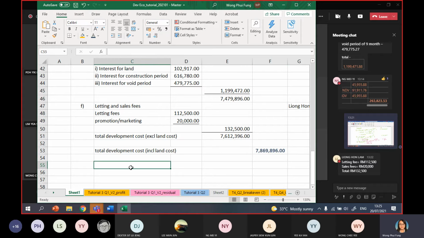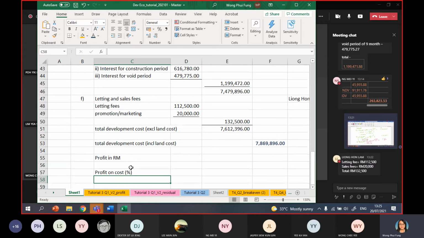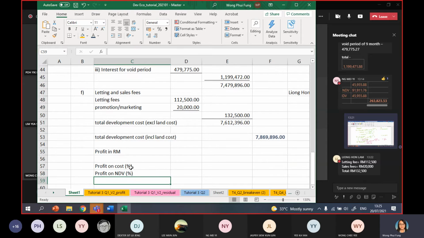Okay, then I need someone to help me get the profit in RM. Then another one, I need somebody to get me profit on cost, the percentage. Then I want somebody to help me get profit on NDV, on revenue, in percentage.